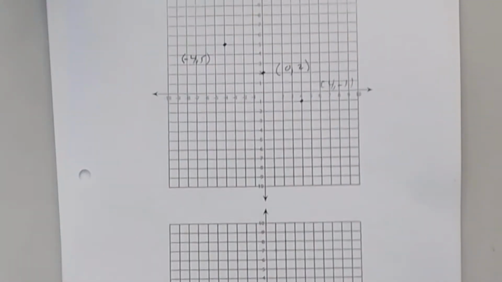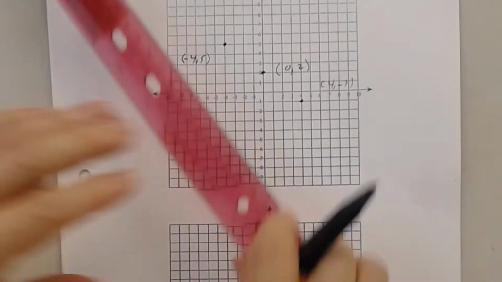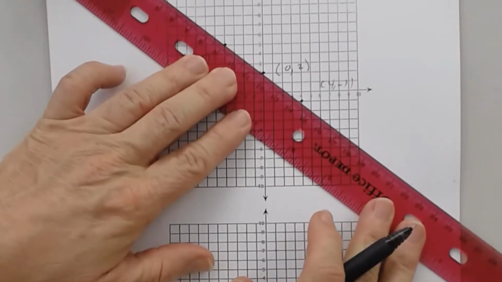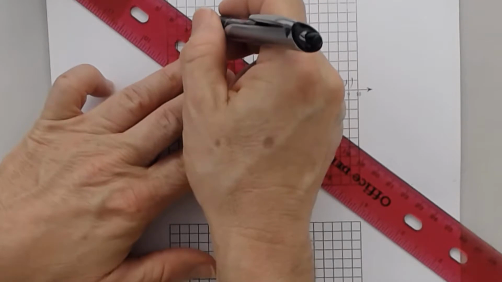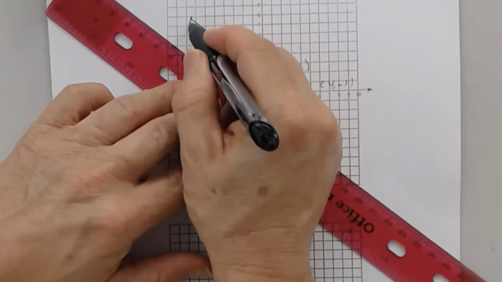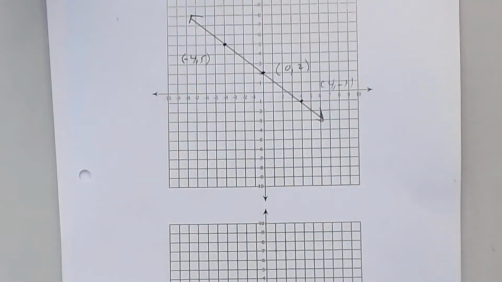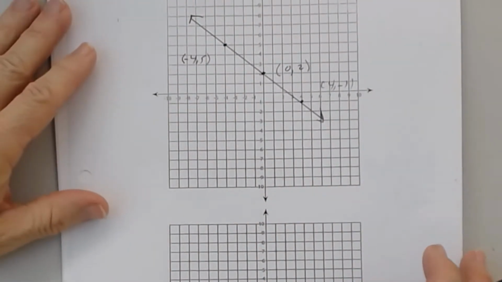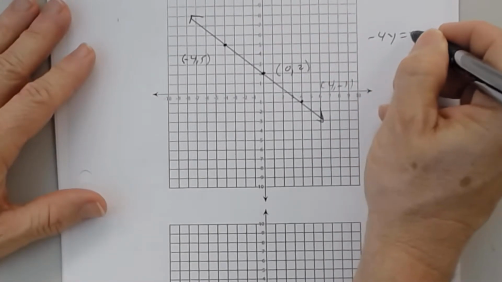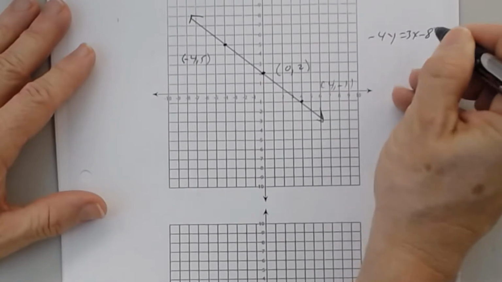And then you use your ruler and you graph your line. And notice those 3 points lie on the same line. Now remember, you extend and draw your arrows. And so this is the line -4y = 3x - 8.